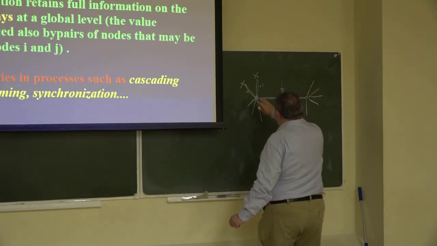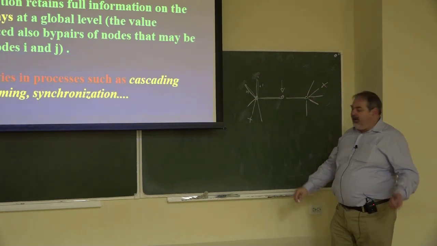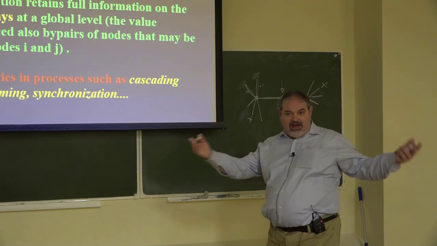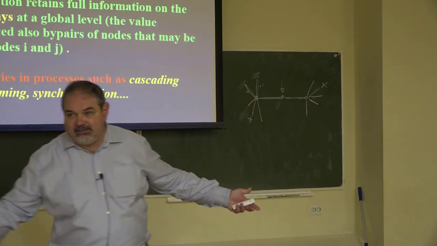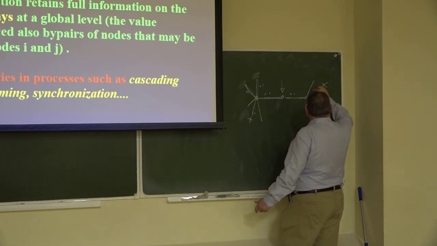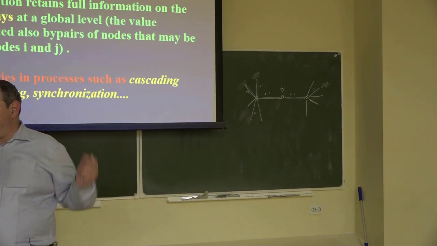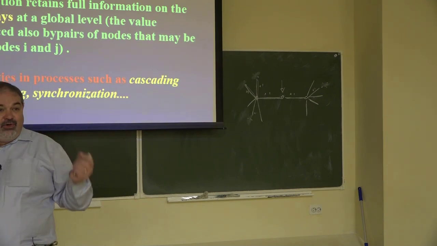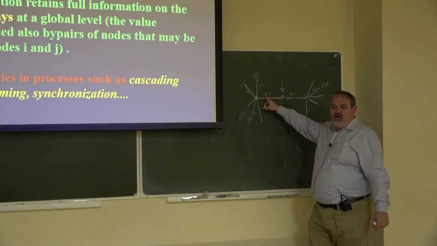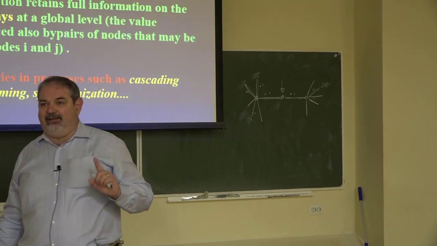Then I take another pair of nodes, this and this. I calculate the shortest distance. And I charge 1 on each one of the links which form this shortest distance. So this is plus one, plus one, plus one, plus one. And I continue. I do it for all possible pairs of nodes. After I do it for all possible pairs of nodes, each link ends up with a load, which is the number of shortest paths which are realized through that link.